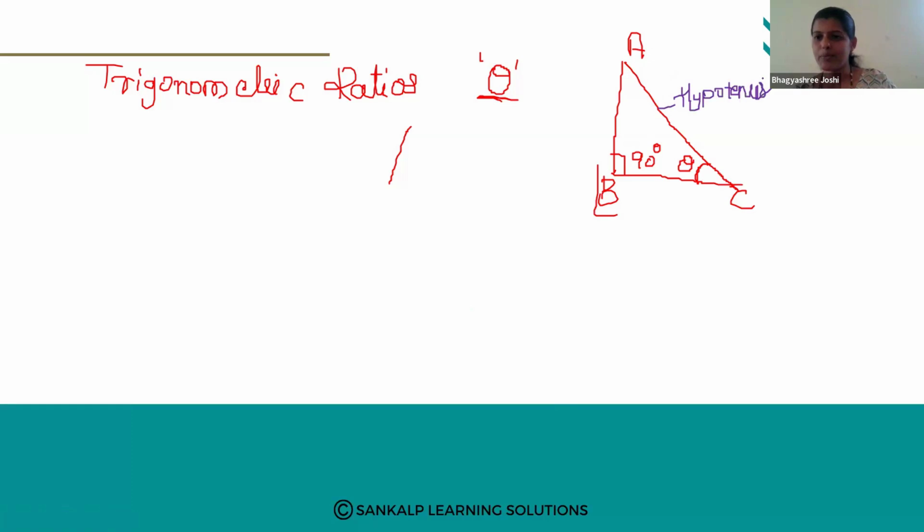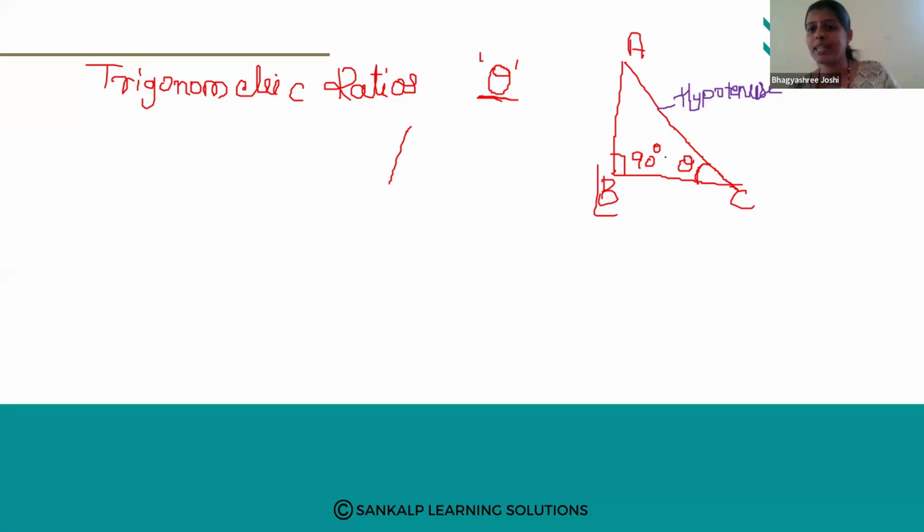Okay, next comes the adjacent side. What is the adjacent side? Before that, first let us see what the opposite side is. Now observe carefully, where is our theta? Theta is at C. Theta means it is an angle, right? So opposite of that angle, where is our theta? At C. So what is opposite to C?